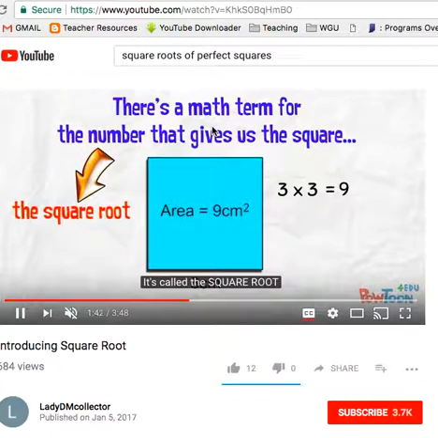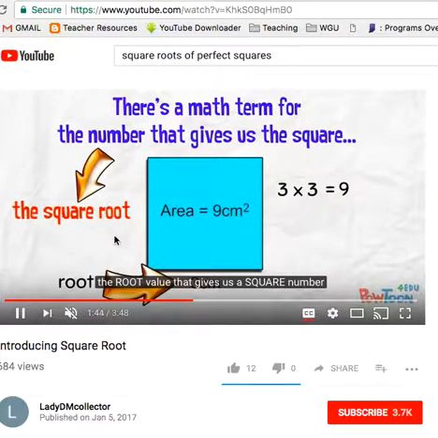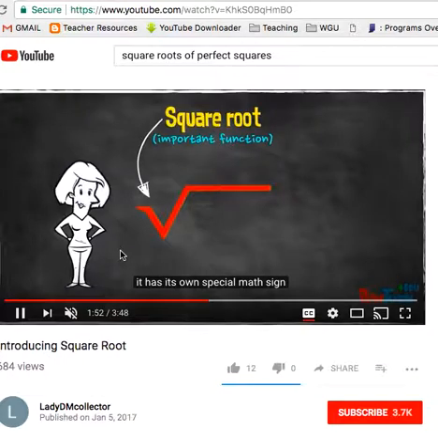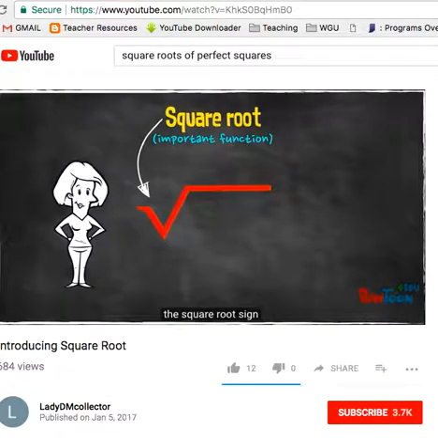What number times itself, that's the square root. So 3 is the square root of 9. So here's the special math sign for square root.